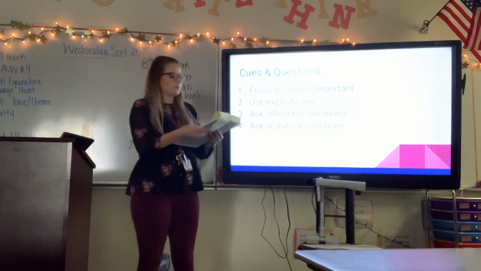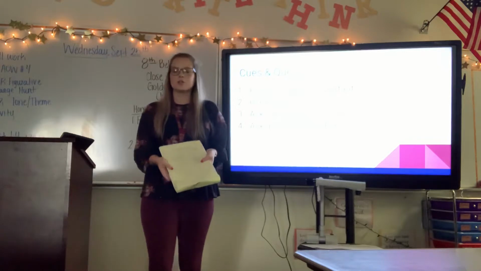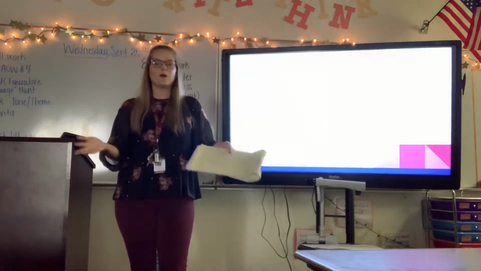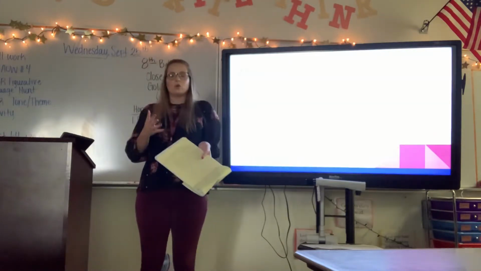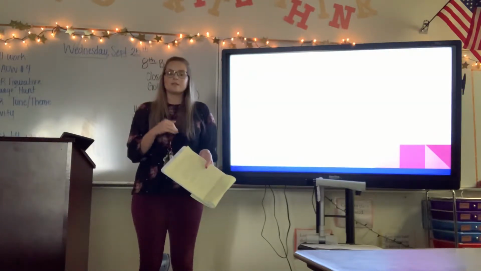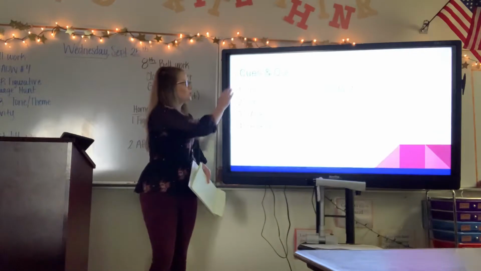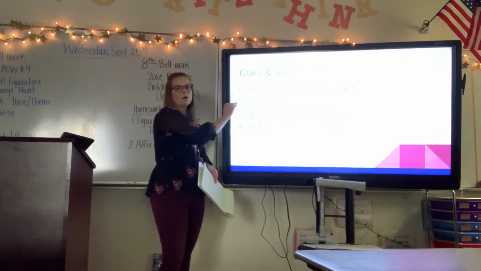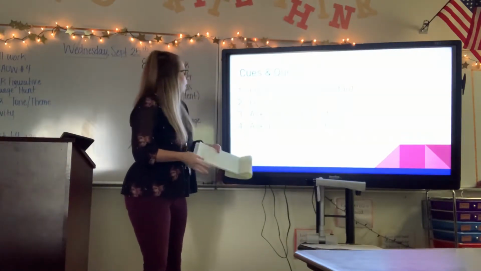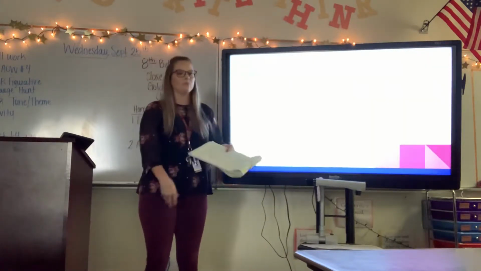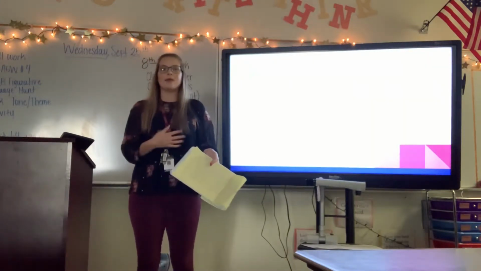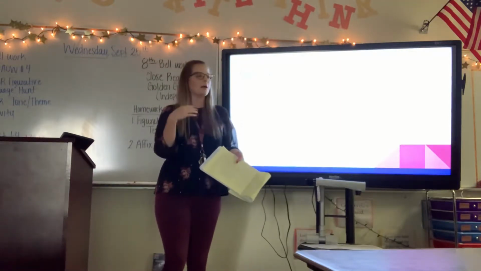Number 2, use explicit cues. For middle schoolers, do not be afraid to say, this is what you're going to learn, or this is what you need to learn. They need those explicit cues, and learning objectives and learning goals are a great way to use cues and questioning to let them know what they're going to learn. Number 3, ask inferential questions. This asks them what they do know, and then if they don't know something, they're going to be able to fill in the blanks.